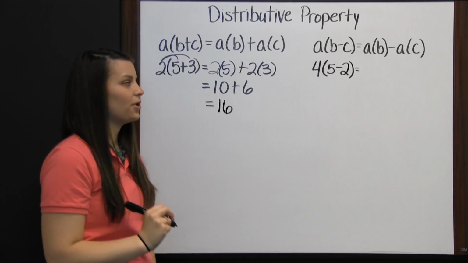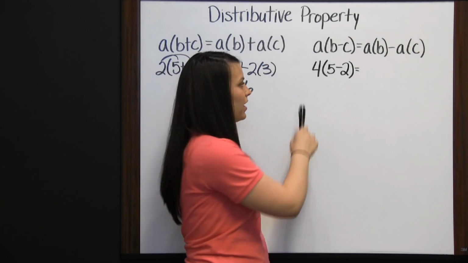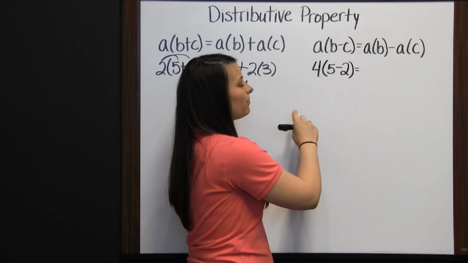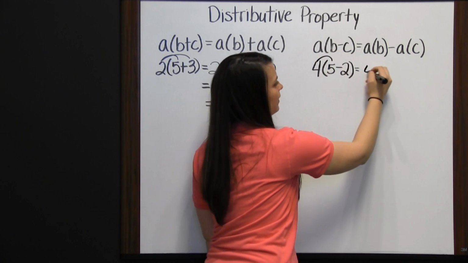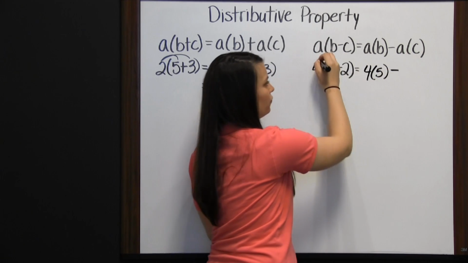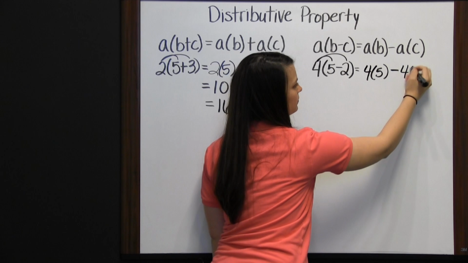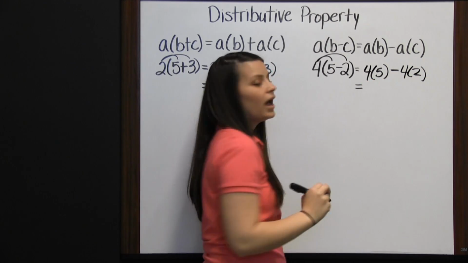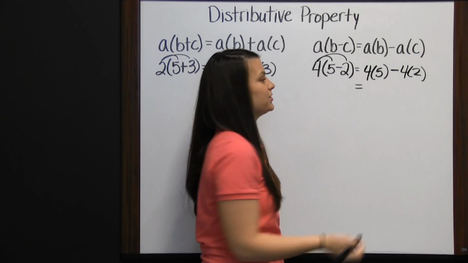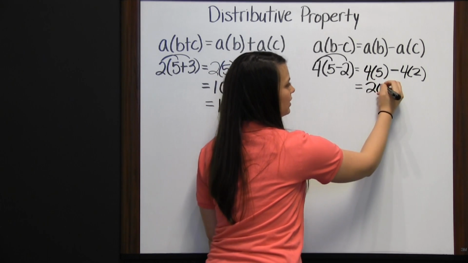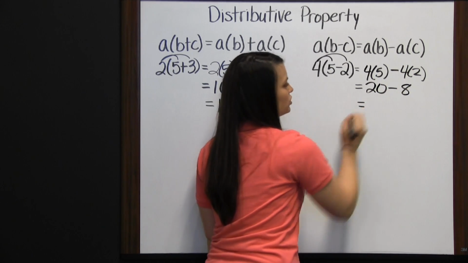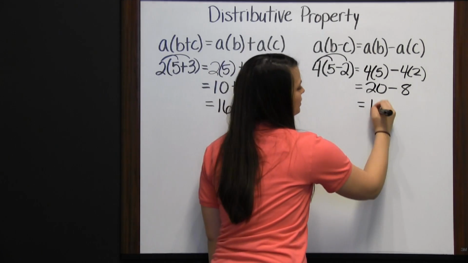Let's look at this subtraction problem. If we wanted to simplify 4 times the quantity 5 minus 2, we would start by multiplying 4 times 5 minus 4 times 2. And then we would simplify. Following the order of operations, we're going to multiply first. 4 times 5 is 20 minus 4 times 2 is 8. And 20 minus 8 is 12.